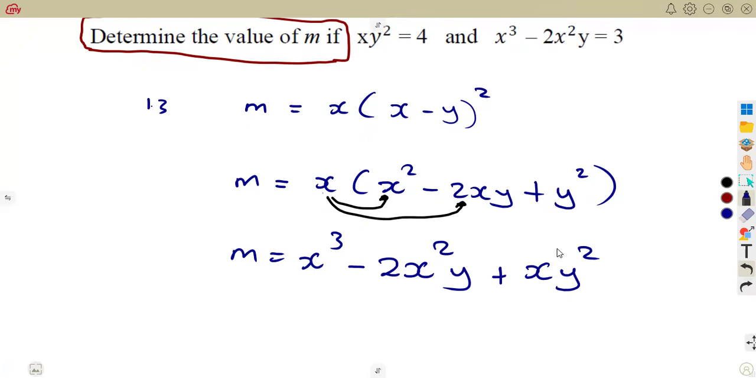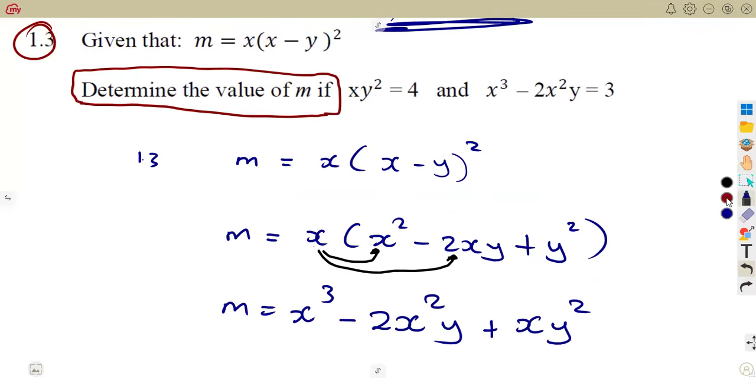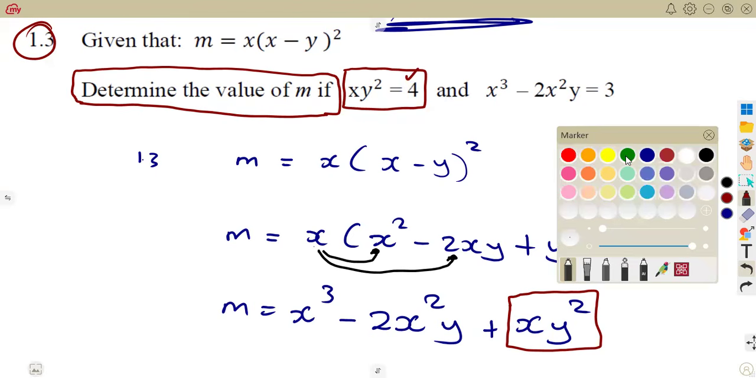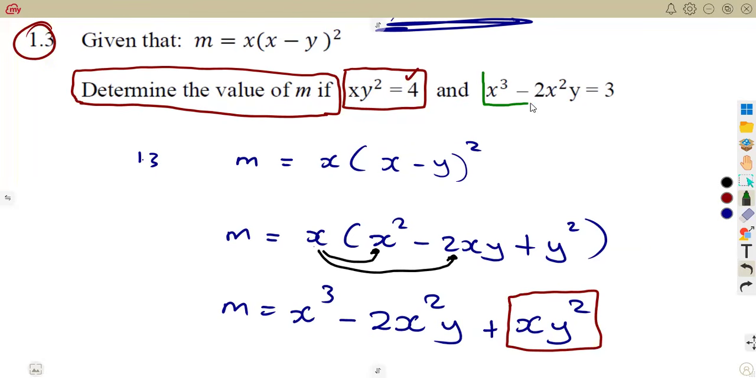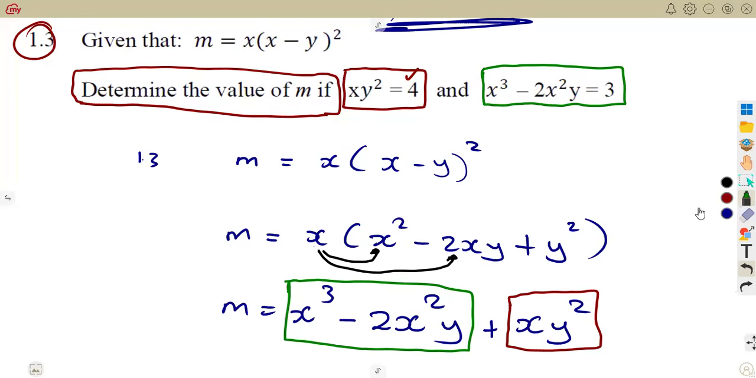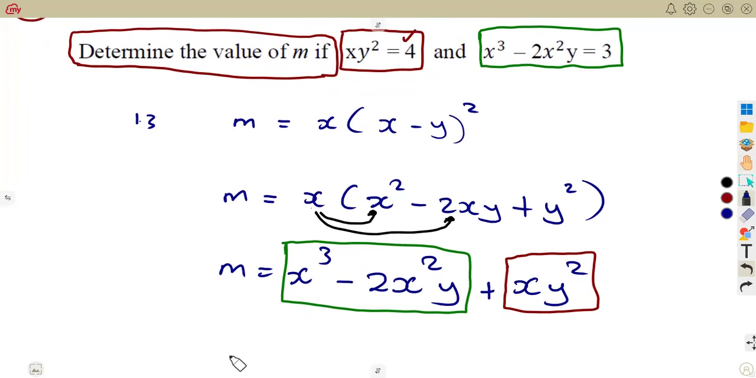They are saying where you see the xy squared, you're going to replace it with a 4. Are you seeing it? Yes, it is there. xy squared, here we have it. So this part of xy squared is going to be replaced by a 4. And where you see x cubed minus 2x squared y, you are going to replace it with a 3. Are we seeing this x cubed minus 2x squared y? Yes, we can see it here. We can see it.